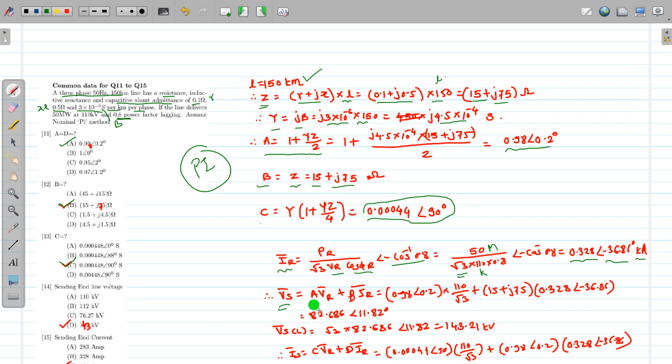So we'll determine the Vs. Obviously these are the phase values. All ABCD parameters are phase values, hence Vs should be phase. So to determine the Vs phase, VR must be converted into phase. So A into VR plus B into IR. A is known, 0.98 at an angle of 0.2. VR must be taken as the phase value, so it should be multiplied by 110 divided by root 3, plus B is 15 plus j75, multiplied by IR 0.328. I am taking this in kilo because this voltage is in kilo, so the drop also must be in kilo, which should be added. So Vs you will get in kilovolt.